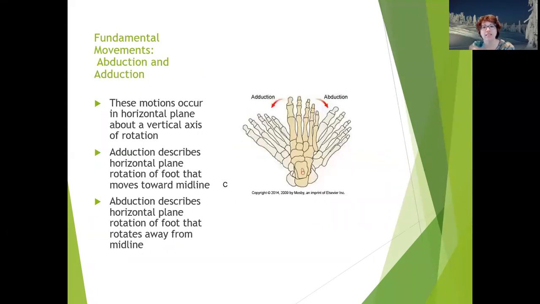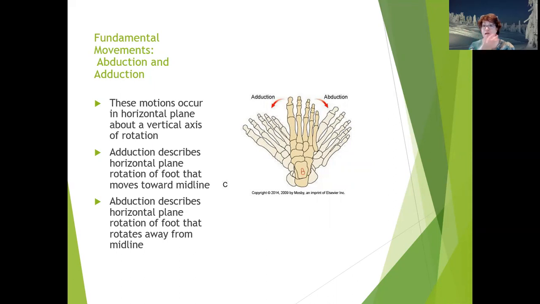Okay, abduction and adduction occur in the horizontal plane around a vertical axis of rotation. So the difference between this and abduction and adduction of the hips and shoulders is that the ankle is at a plane that's 90 degrees from the plane of the shoulders and the hips. So abduction and adduction, it's like doing windshield wipers with your feet. It occurs in a horizontal plane about a vertical axis of rotation. So adduction is the rotation of the foot toward the midline, and abduction is the rotation of the foot away from the midline. Do we have a joint that does all those motions?